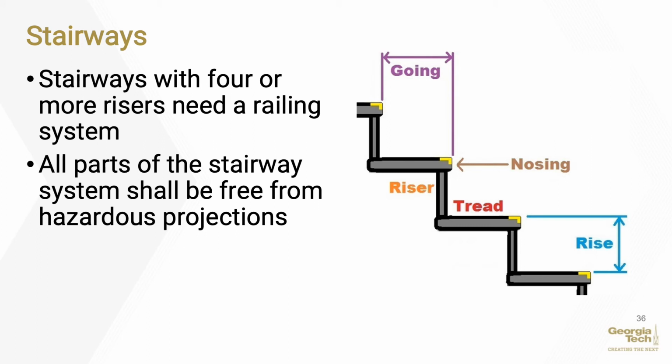The rules covering stairways and their components generally depend on how and when stairs are used. Specifically, there are rules for stairs used during construction and stairs used only temporarily during construction, as well as rules governing stair rails and handrails. Stairways with 4 or more risers need a railing system, even if they are for temporary use. All parts of the stairway system must be free from hazardous projections.